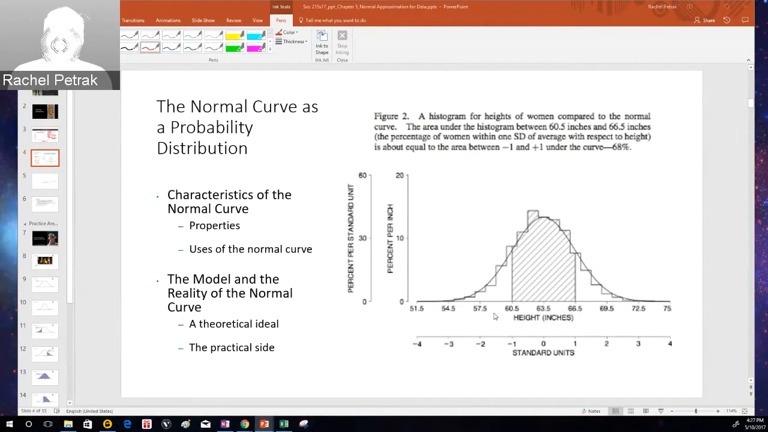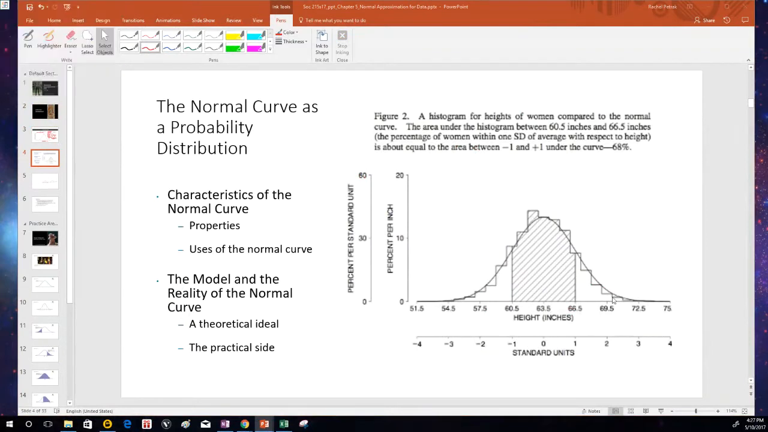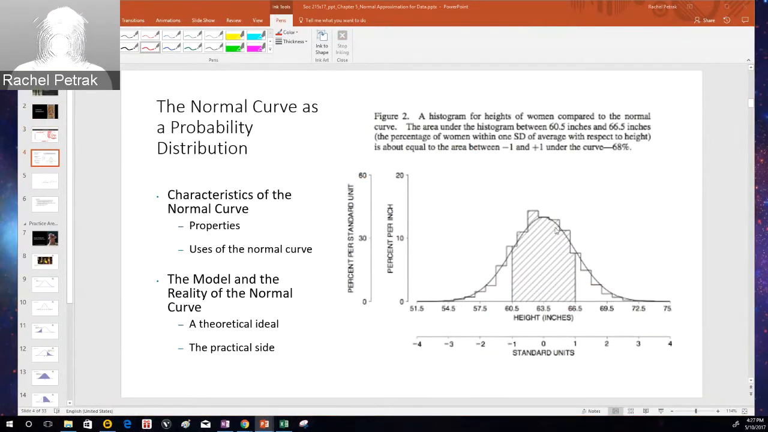And here we have a histogram for the heights of women compared to the normal curve. And you can see in the areas where the bars are clearly still outlined, that the heights follow a generally symmetrical normal distribution. They're unimodal. You can see the mode is not quite exactly the same as the mean, but it's only very slightly off. It's still pretty fair to say that these data are normally distributed.